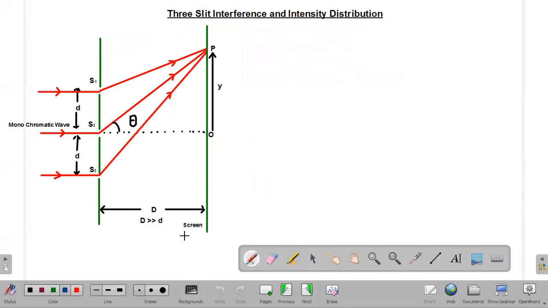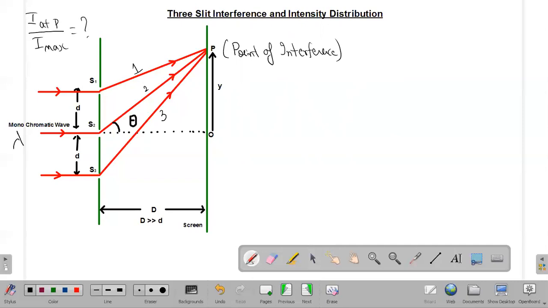So here we have three slits, S1, S2, and S3. Again, a monochromatic wave of wavelength lambda is incident on all the three slits. And the wave 1 from slit 1, wave 2 from slit 2, and wave 3 from slit 3 reach the point P, which is the point of interference. This is a point of interference where we have to analyze how much will be the intensity, which means we need to find out the intensity at point P over the maximum intensity. This is our aim. How much will be the intensity at point P relative to the maximum intensity on the screen.